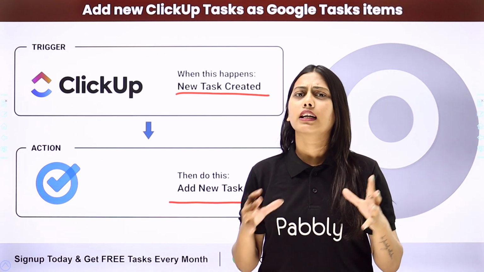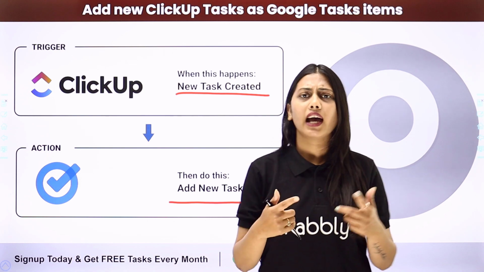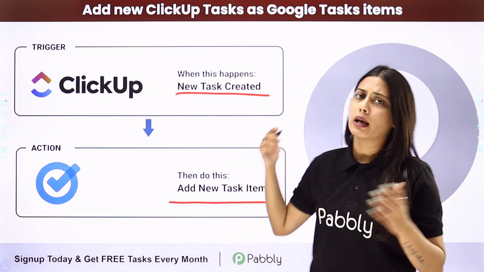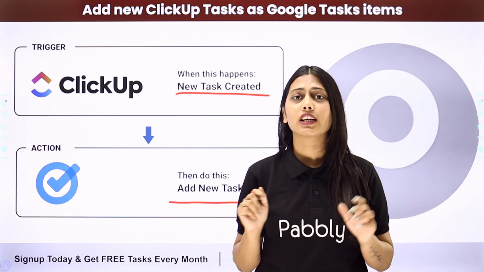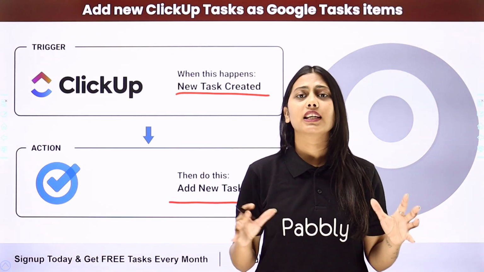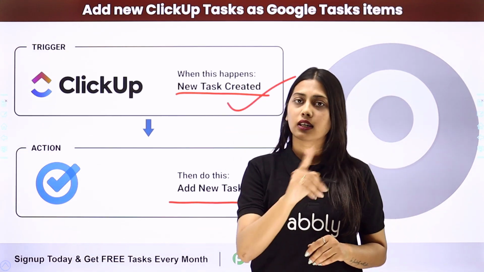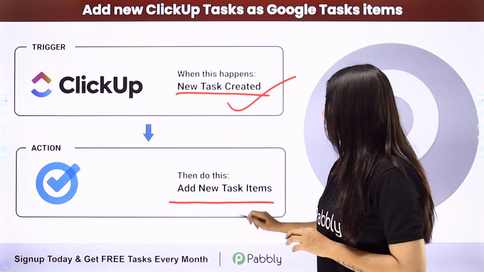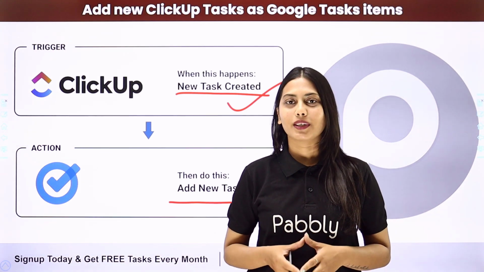This might sound a little difficult because both of these applications do not have a direct connection between them and you have to do both of these works manually. But let me tell you, we can actually automate this whole process with the help of Pabbly Connect. We will be creating an integration today where our trigger will be a new task created in ClickUp and our action will be a new task item added in the Google Task. Let us learn how to do it.